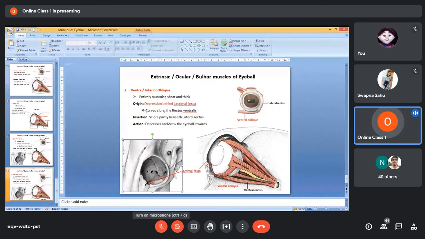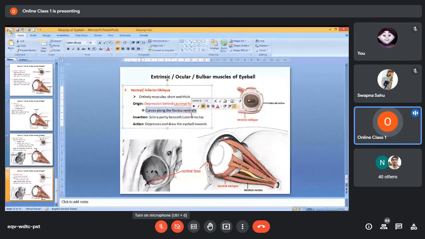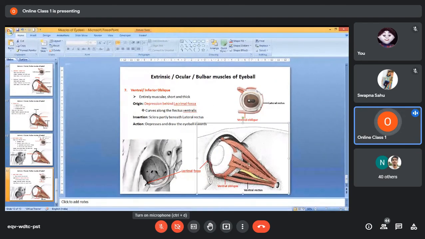From there, it will arise and it will curve along the ventral rectus and will insert on the sclera partly beneath the lateral rectus. That you can see here in this image. This point is the point of origin of the ventral oblique. And where is it originating? Just behind the lacrimal fossa. So this is the area of the lacrimal fossa, and just behind it the muscle is originating. Then after its origin, this muscle will curve along the ventral rectus. This muscle is the ventral rectus muscle.